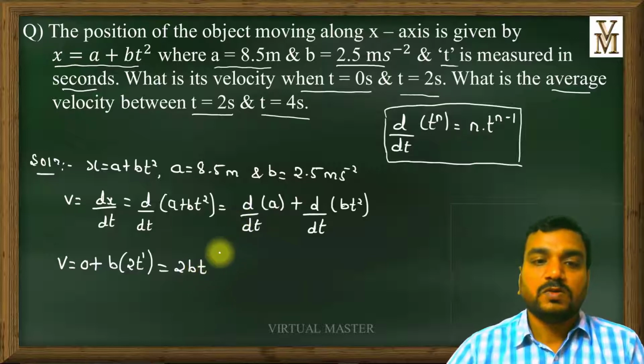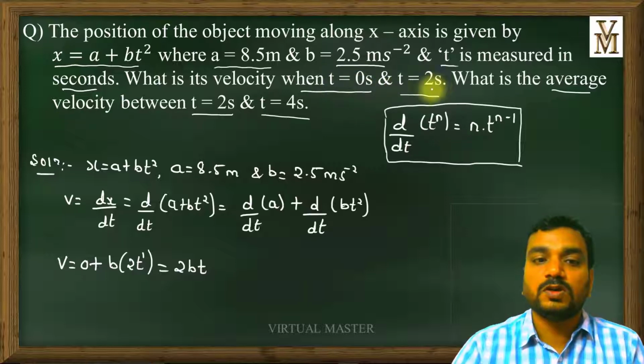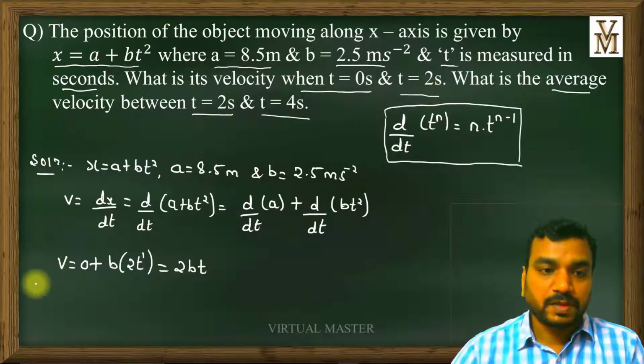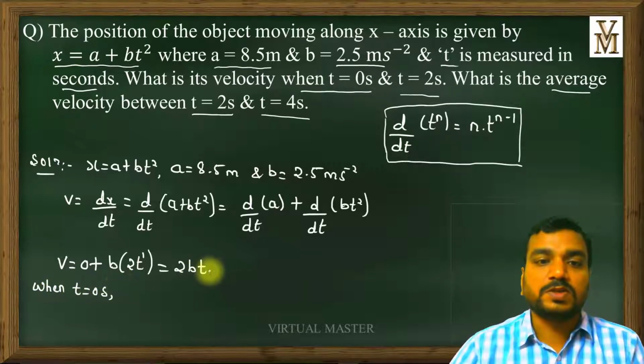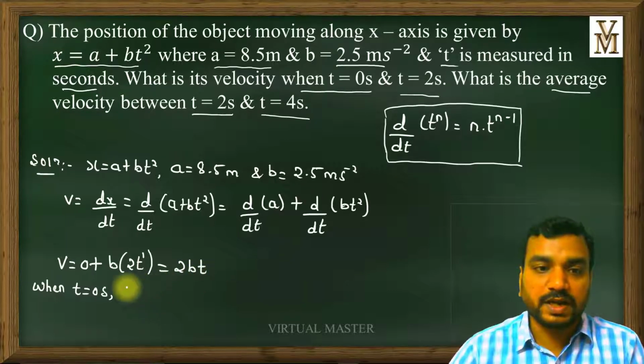Now what we have to do? We have to find the velocity of the object when t equals 0 seconds and t equals 2 seconds. Okay. When t equals 0 seconds, if we substitute the value of t as 0 in this equation, multiplying 0 with any other term will be equal to 0. So I can write velocity will be equal to 0.